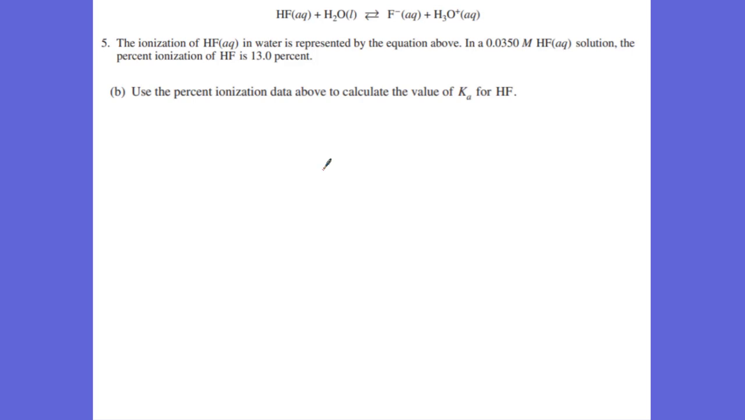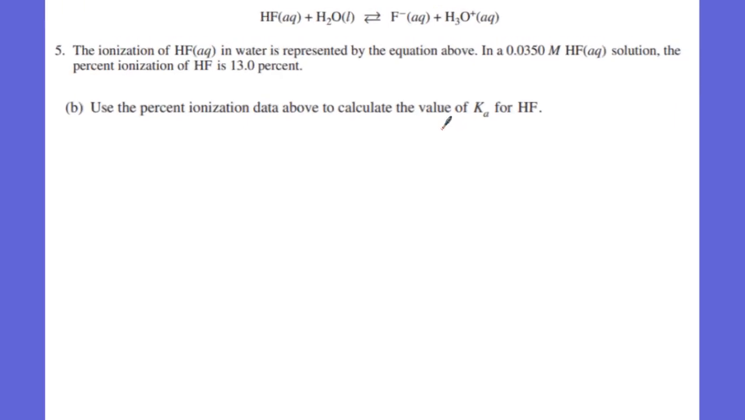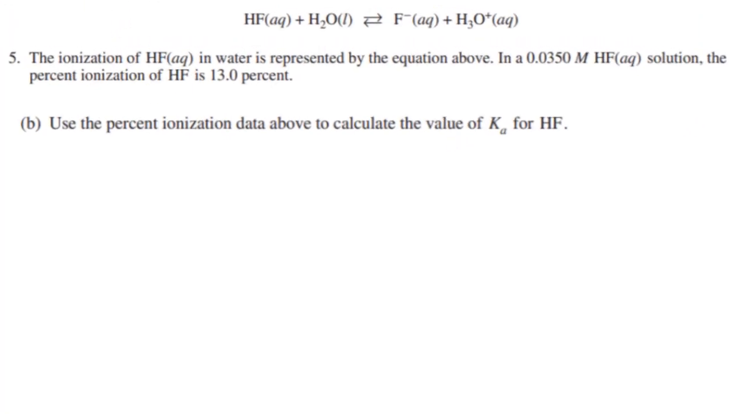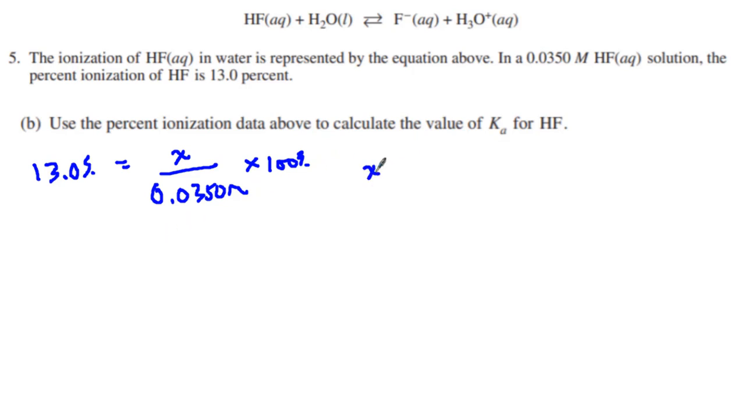B then says, use the percent ionization to calculate the Ka for HF. So what do we know here? Well, we know if it's 13.0% ionized, that is the amount of H plus, that's your X, over your initial molarity of 0.0350 molar, of course, times 100%. So that's 0.13. Therefore, you can find X, or the H3O plus, or you might call it the H plus, and that ends up giving me 0.00455 molar. Okay, and that is my X.